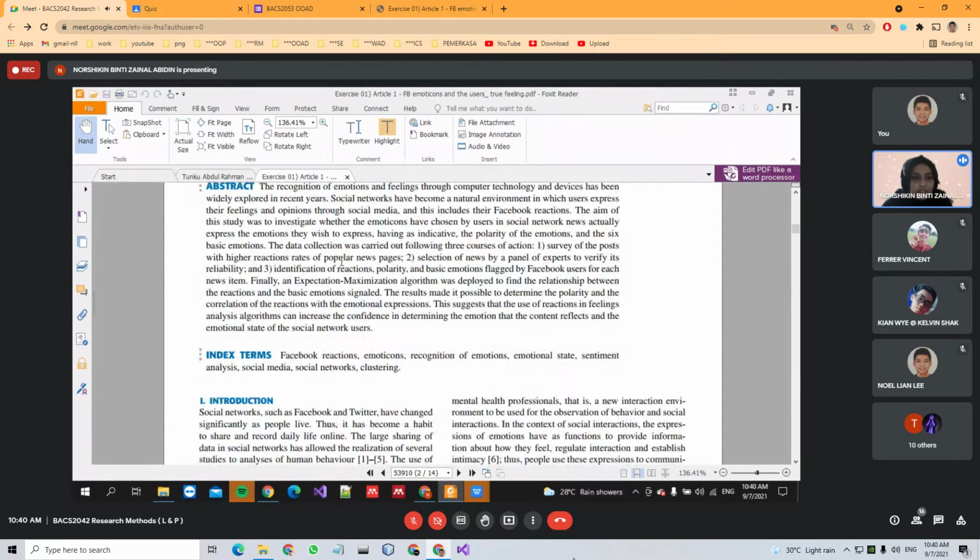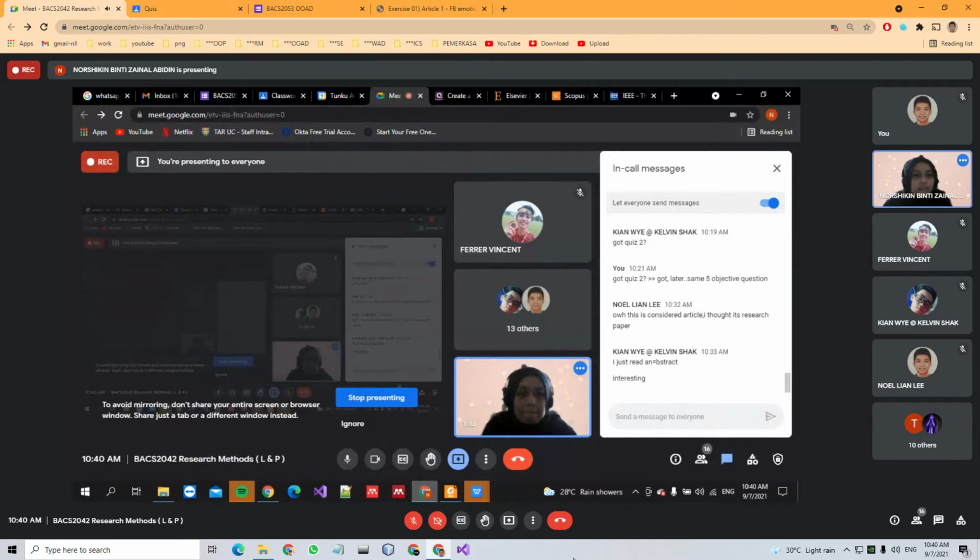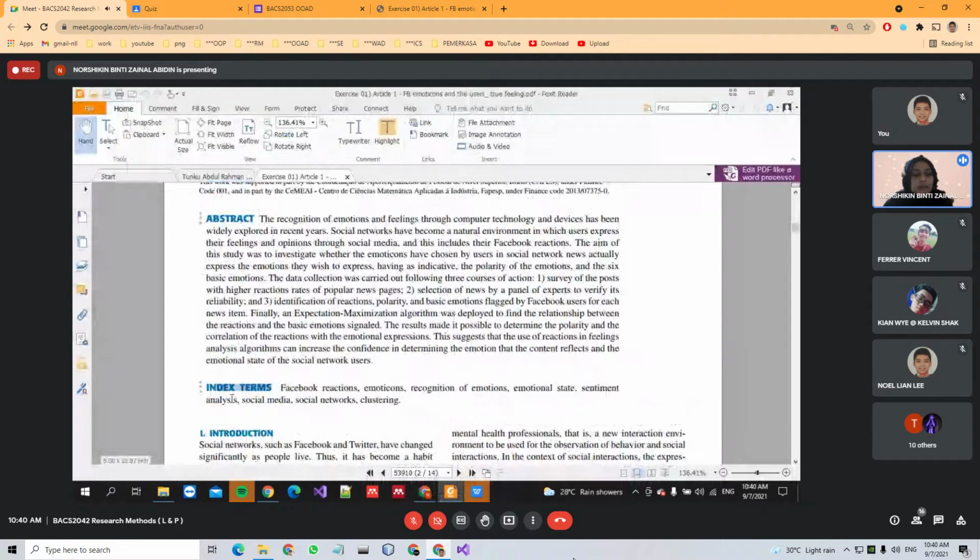And then we have index terms, or keywords. Keywords here are what they come out with from the abstract. Index terms can sometimes be keywords. So here is what's important in this abstract, or any term that is related to this abstract.